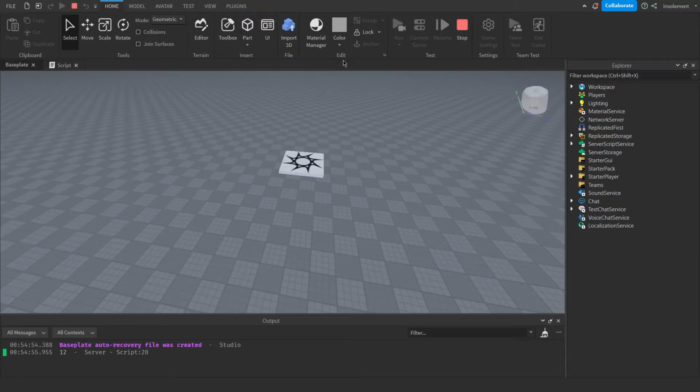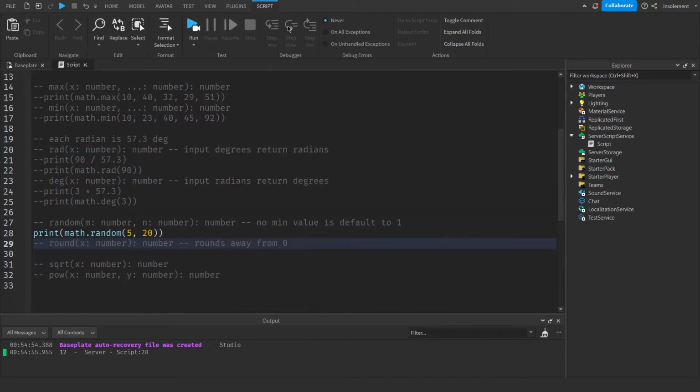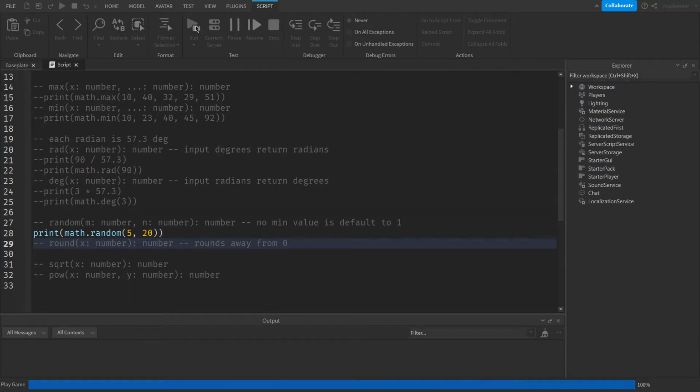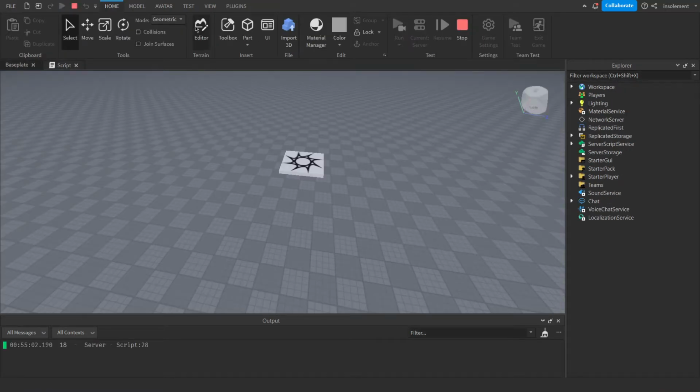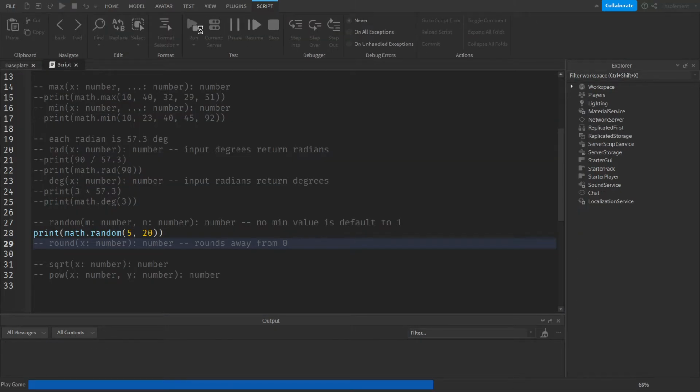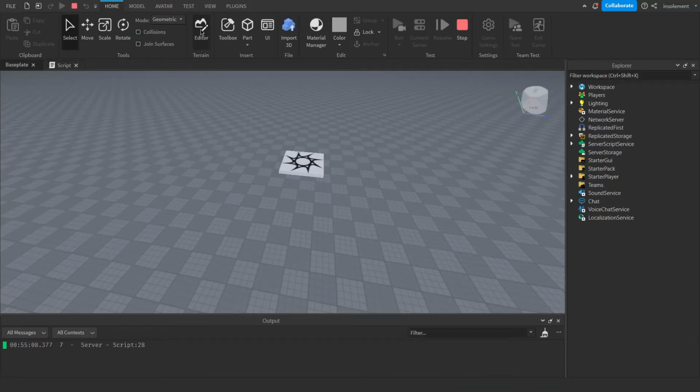And let's see what I get. We get 12. Let's do it again. And this time we get 18. Let's do it one more time. And we get 7. Okay.